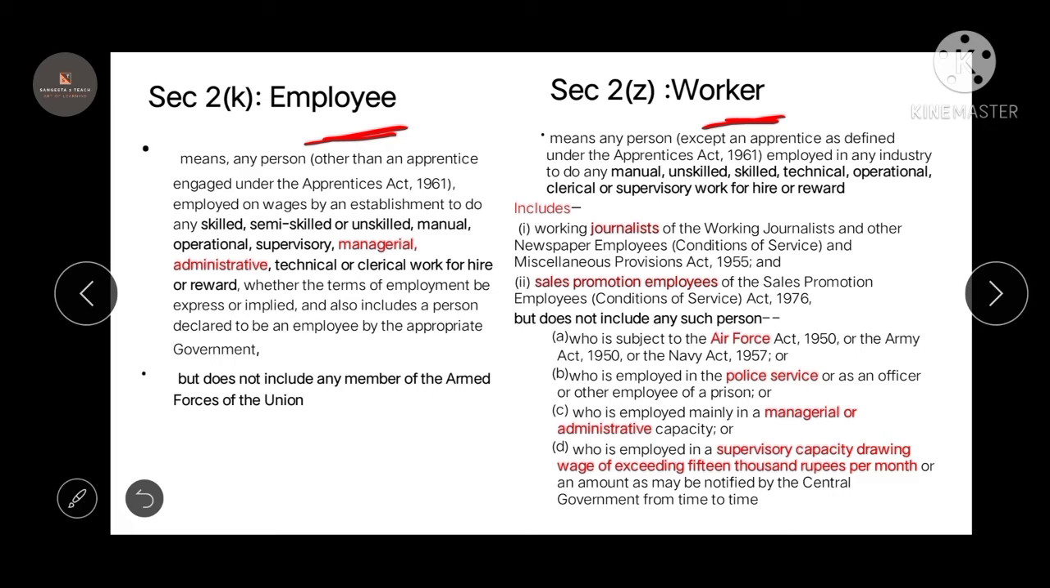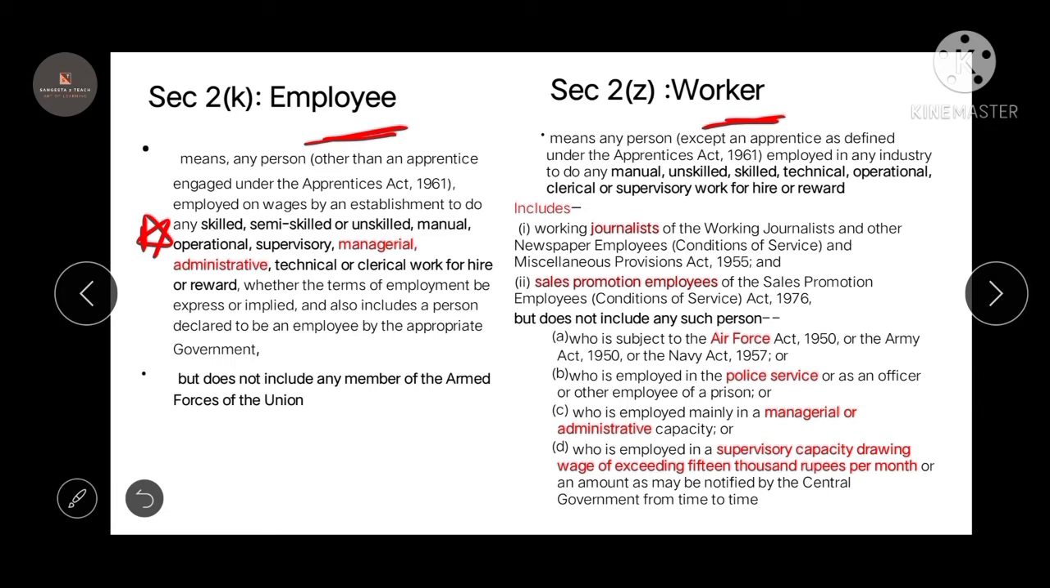The main difference between an employee and a worker is that a person who is engaged in managerial or administrative work comes under employee. Remember these terms: managerial and administrative fall under employee, whereas the worker is a person other than an apprentice defined under the Apprentice Act 1961. He can do manual, unskilled, skilled, technical, operational, clerical, and supervisory work. Here, the major difference is that an employee is involved in managerial and administrative work, whereas a worker deals with the others: manual, unskilled, skilled, technical, operational, clerical, and supervisory work.